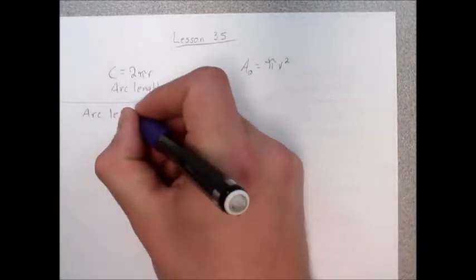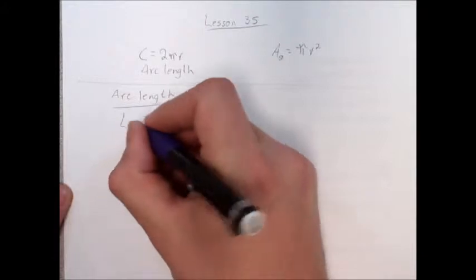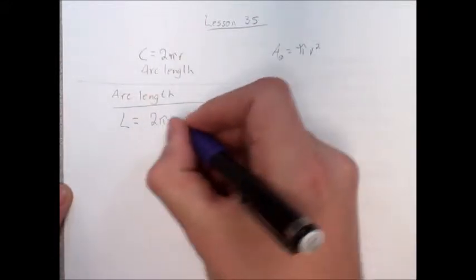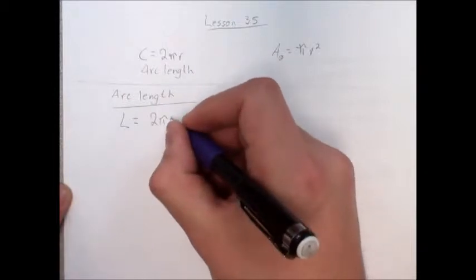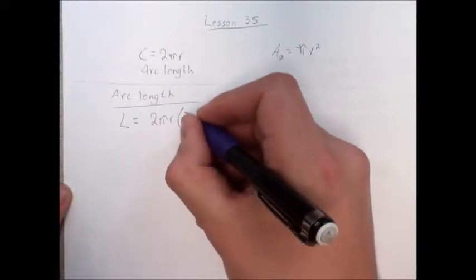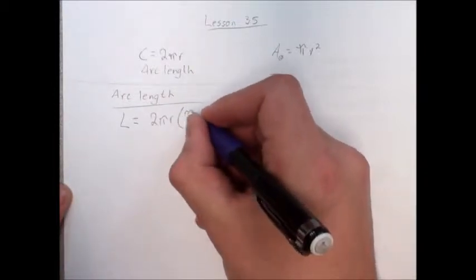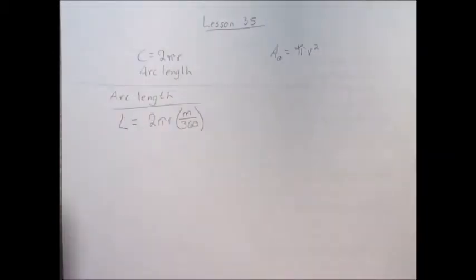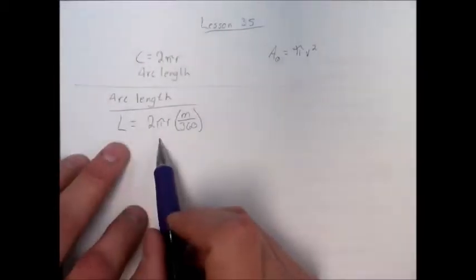You will simply plug into this. So here we go. Arc length is the formula for circumference, 2 pi r, multiplied by whatever the measure of that angle is over 360, because there are 360 degrees in a total circle. Okay, that's the formula you will use for arc length.